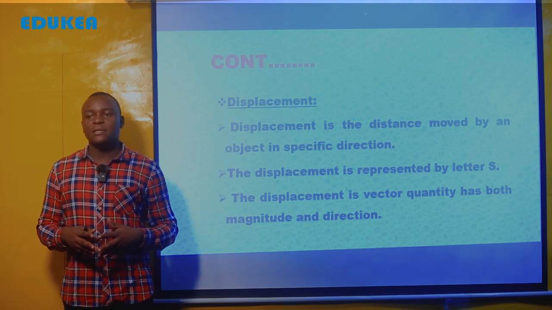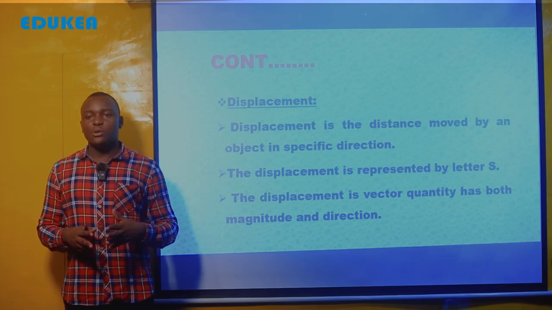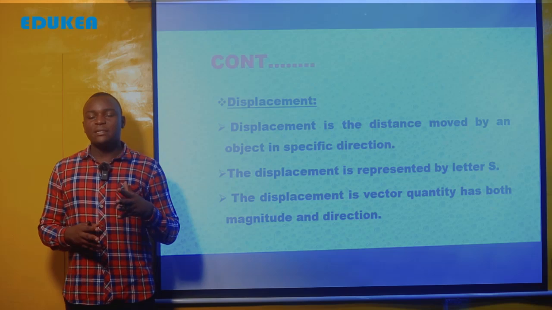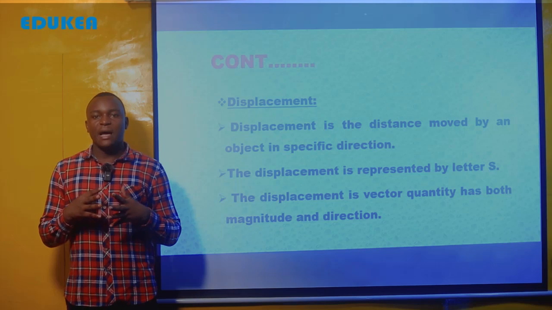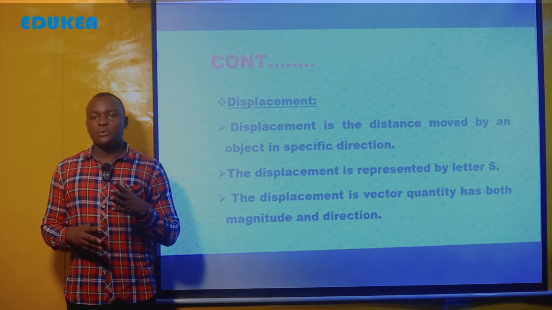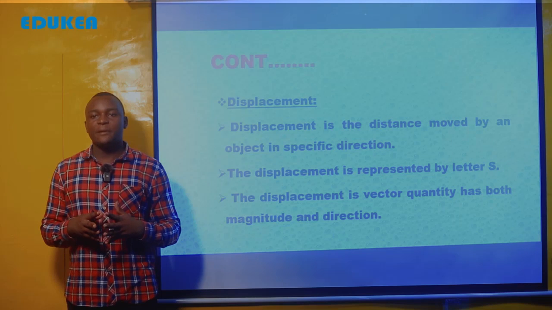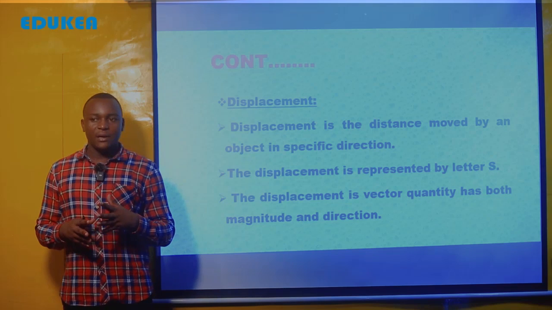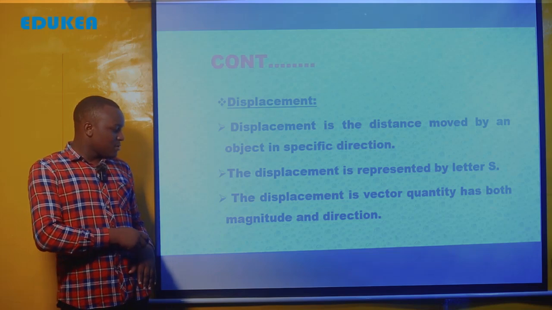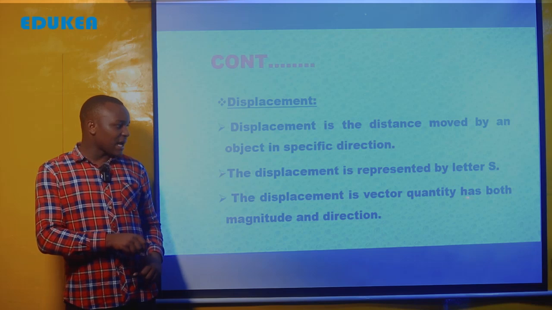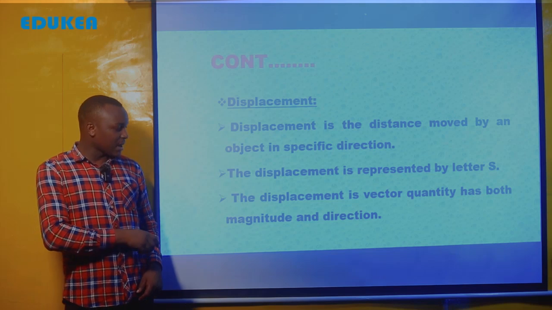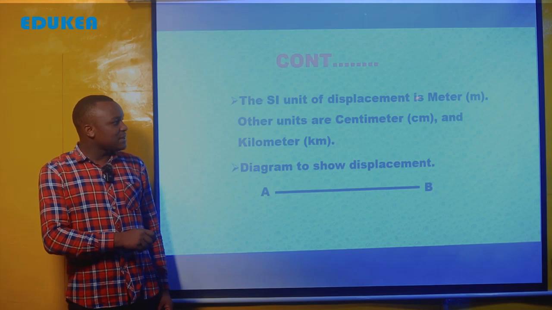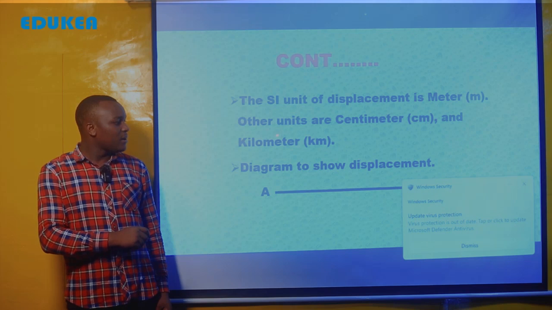But also we say distance is a scalar quantity because it has only magnitude but no direction. But when you talk about displacement, it is a vector quantity which has both magnitude and direction, kama tulivyosema hapo nyuma. Tunasema the SI unit of displacement is meter, or other units are centimeter and kilometer.